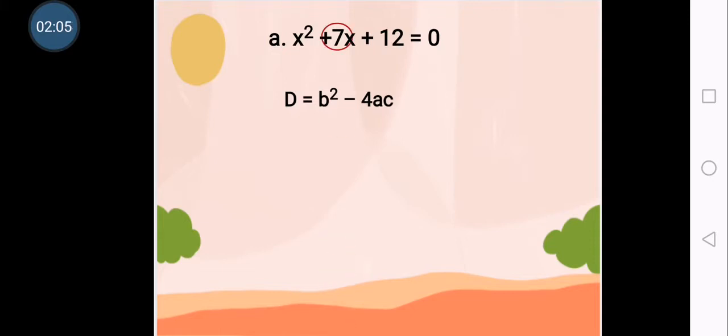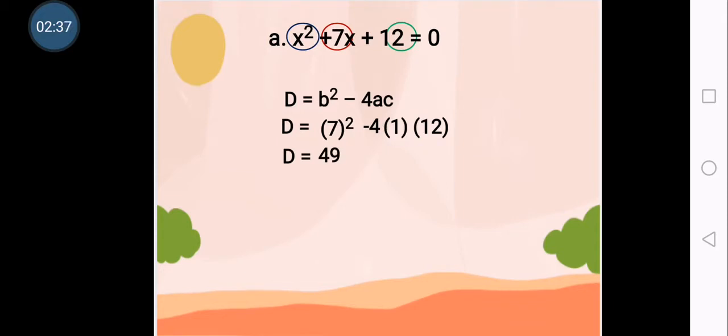Substitute lang po natin. So, the linear term or the b is positive 7. So, substitute 7 raised to 2 minus 4. Ang value naman po ng quadratic term or a is positive 1, so times 1, and the constant term or c is positive 12. Okay, discriminant is equal to 7 raised to 2.